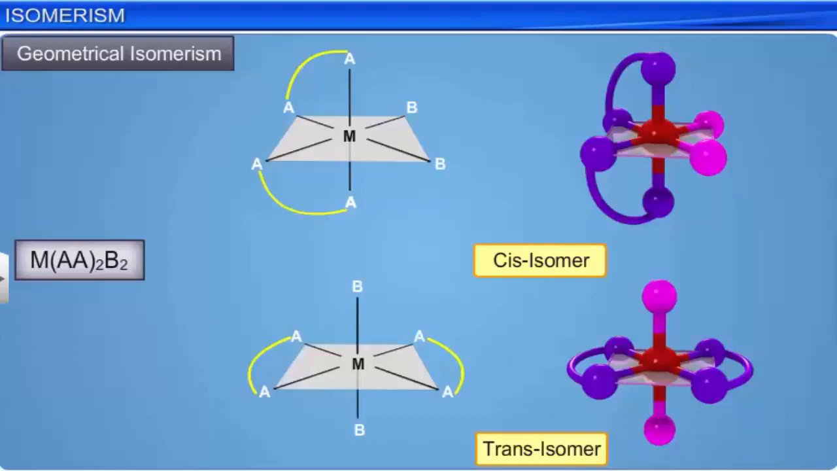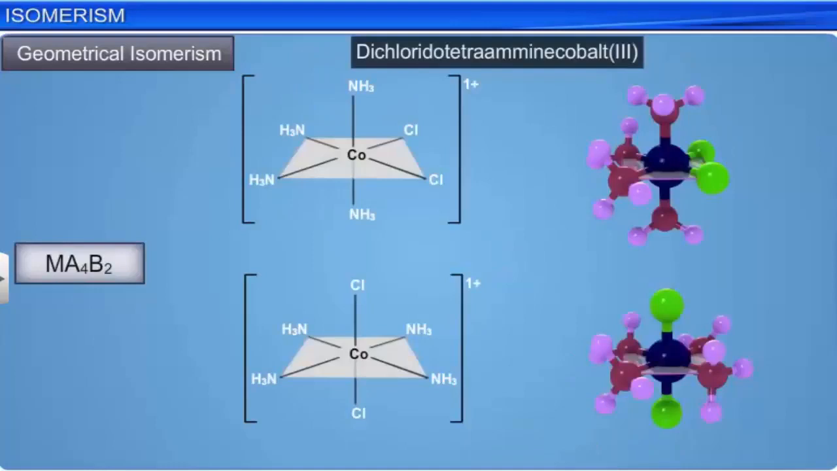Dichloridotetraamine cobalt(III) is an important example of a complex of the Ma4b2 type. The cis and trans isomers of this complex are shown here. An important Ma3b3 type of complex is trichlorido-tripyridine rhodium(III).